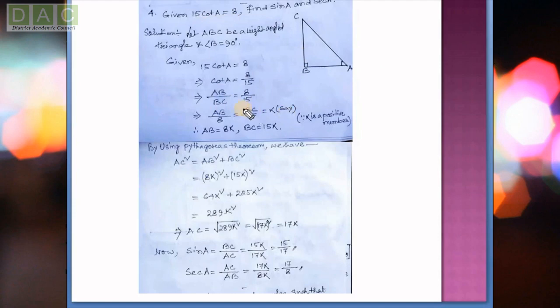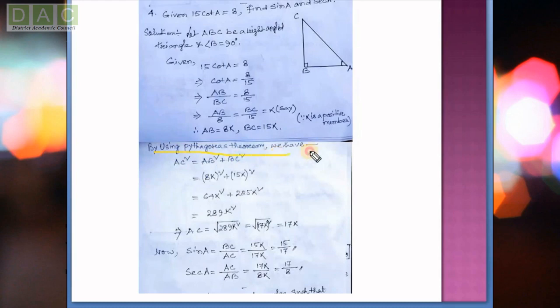Now cross multiply: AB by 8, and BC will go in the numerator. So it will be BC by 15 equals K, say, and K is a positive number. Now from this you can arrange it: AB equals 8K and BC equals 15K. Just cross it, you will get 8K and 15K.